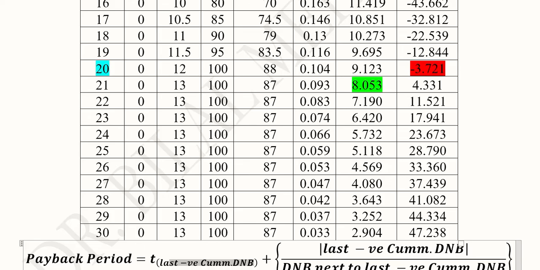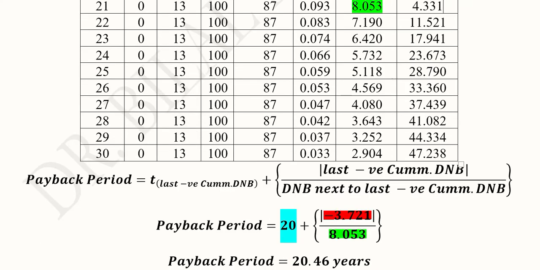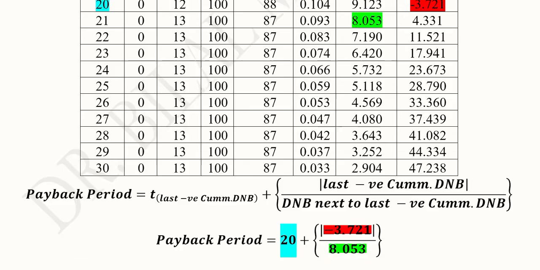And the other value that we will borrow from here is the next value after this negative value in the discounted net benefit column. So this is the DNB after this final negative cumulative discounted net benefit. So these are the three values we need to find out the payback period. This is the formula of it. You can see that these values are also there, and we can also see the formula at the same time.